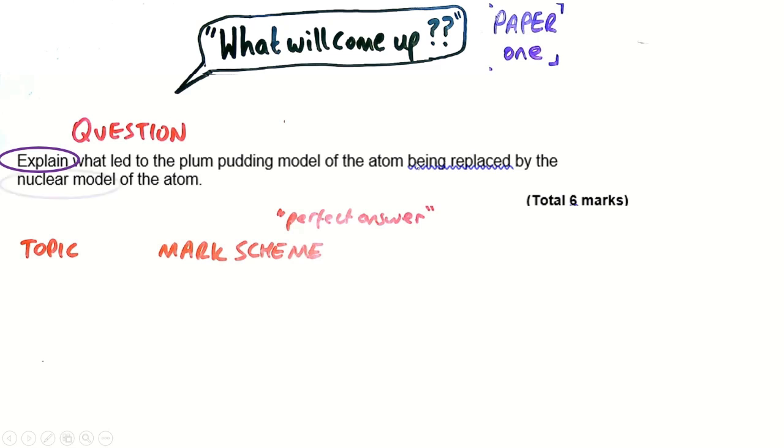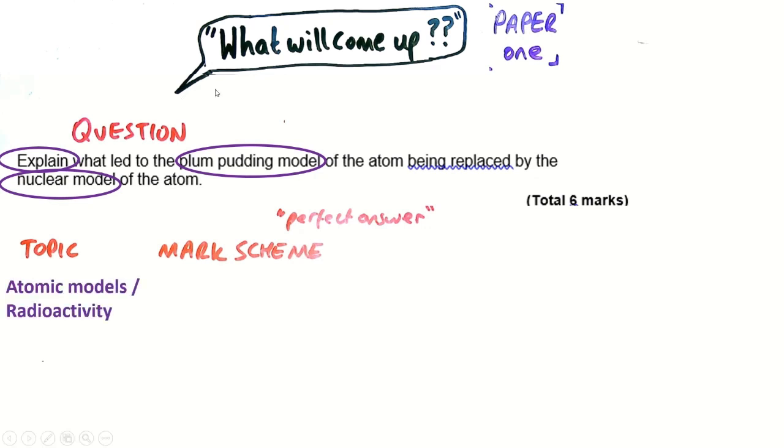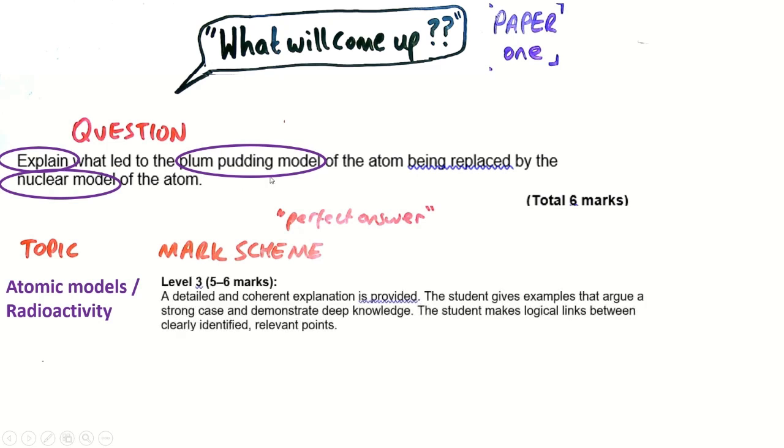So this is in the atomic models, or sometimes in the radioactivity topic. And your brain should be thinking, bear in mind this is on GCSE chemistry as well, about the Rutherford scattering experiment. So for 5 to 6 marks in this question, it says, demonstrate deep knowledge. You need to be able to talk about those 2 models and explain properly the evidence that enabled the nuclear model to displace the plum-pudding model. Examiners love asking about this stuff.